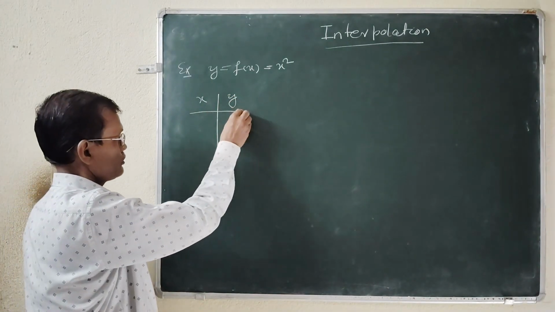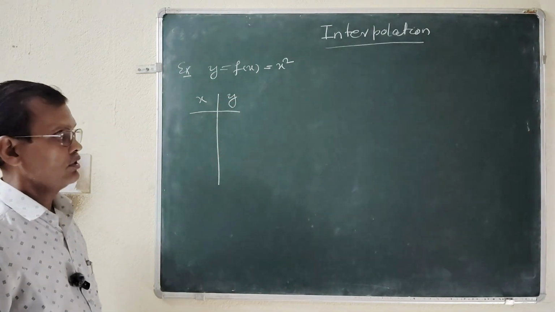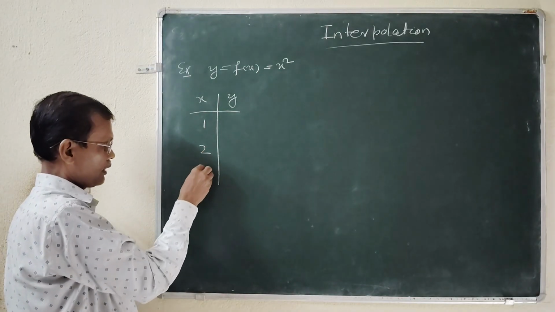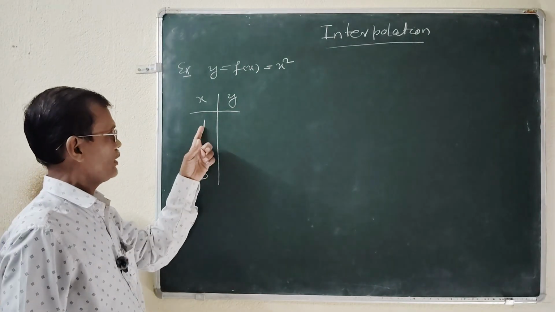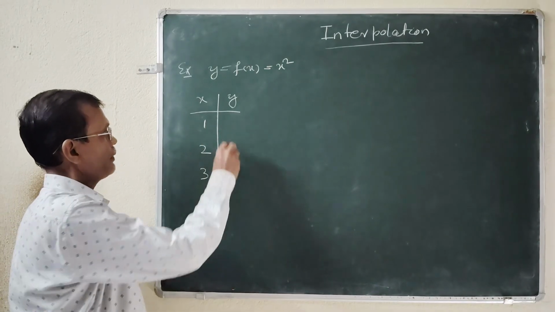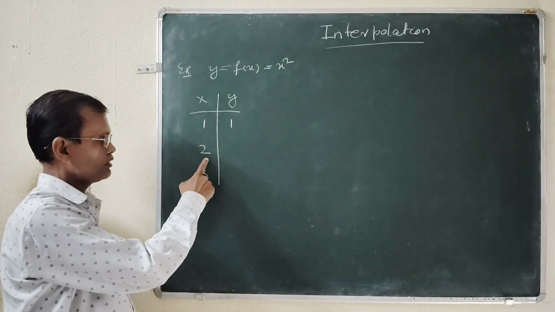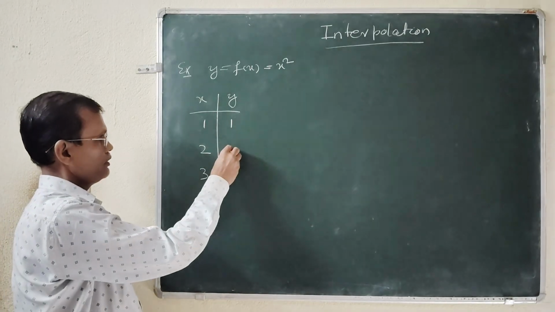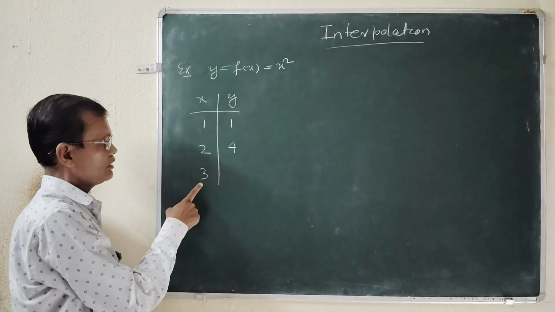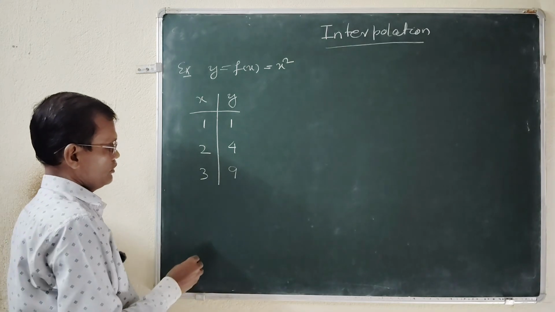And in this function the variable x is independent and the variable y is dependent. As x is independent, we consider any value as per our choice. We consider x as 1, x as 2, x as 3. When x is equal to 1, the value of y is 1 square, that is 1. When x is equal to 2, the value of y is 2 square, that is 4. When x is equal to 3, the value of y, that is x square, is 9, right?